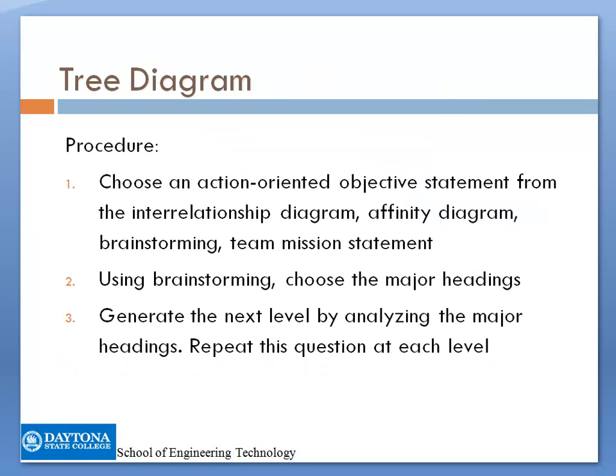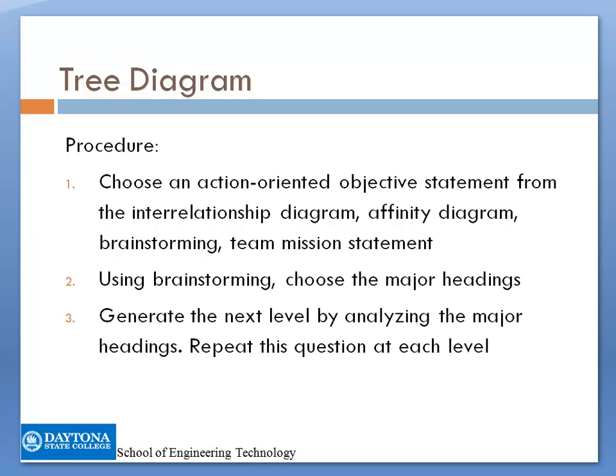Our next tool is a tree diagram. This tool is used to reduce any general objective to increasing levels of detail in order to achieve the objective. Also, this tool helps team members to think, helps them to make larger projects manageable, and helps to generate a problem-solving atmosphere. The steps to follow are: you first need to choose an action-oriented objective statement from any other tools such as the Interrelationship Diagram or the Affinity Diagram or brainstorming team mission statement.